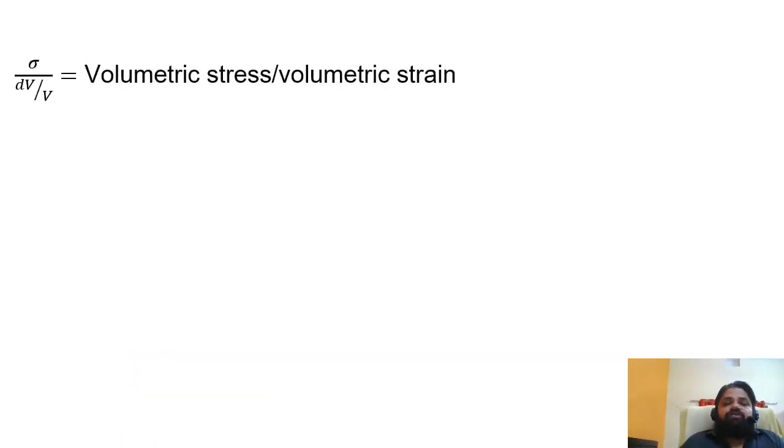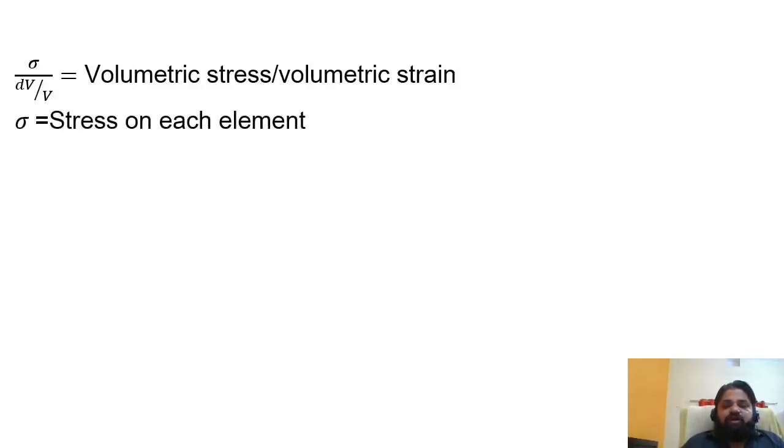Now the volumetric stress by volumetric strain, if you go on, you will see amazingly the sigma divided by dV by V, which we all know how we have just calculated. Now the sigma is the stress on each element.